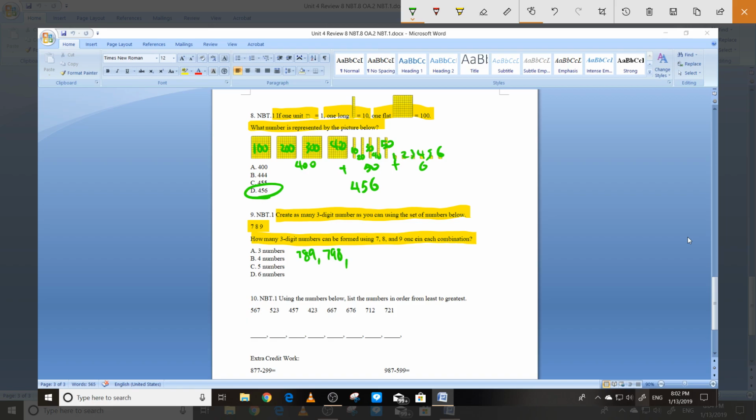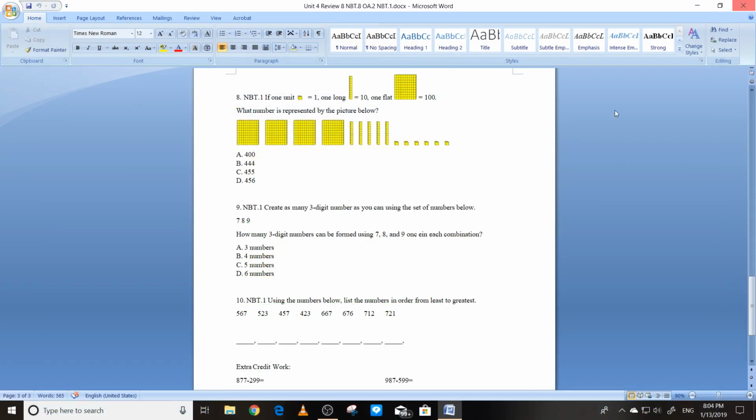But now we can put 8 in front. So 879 and 897. See, you got another two combinations. Now, for 9, it's the same thing. 978, 987. And how many is that? 1, 2, 3, 4, 5, and 6. D is the correct answer. And that's how you do number 9.